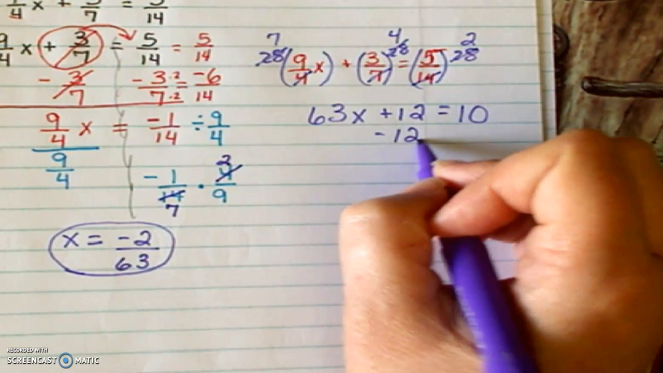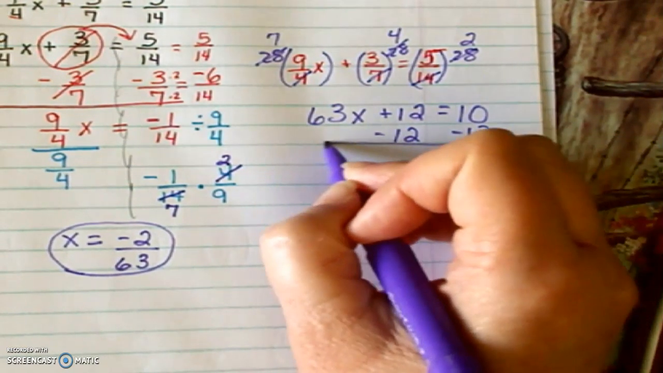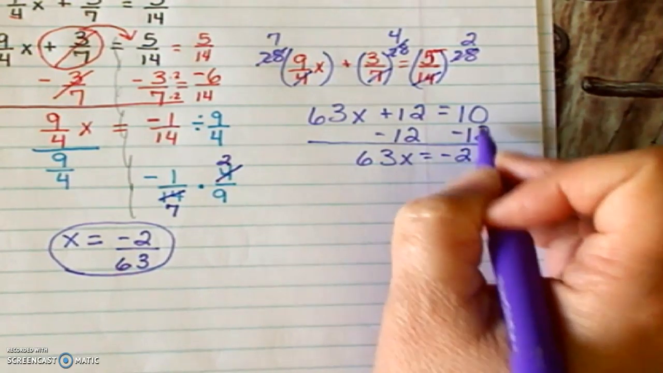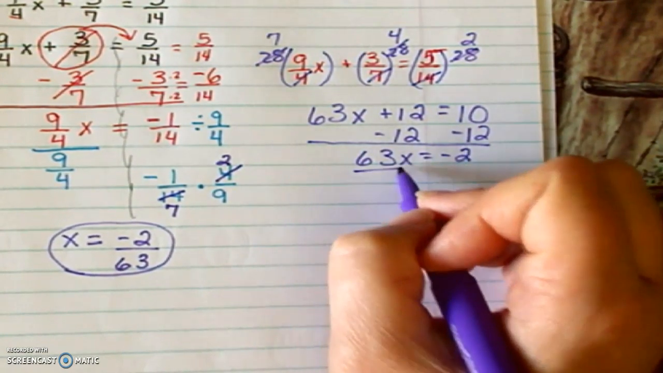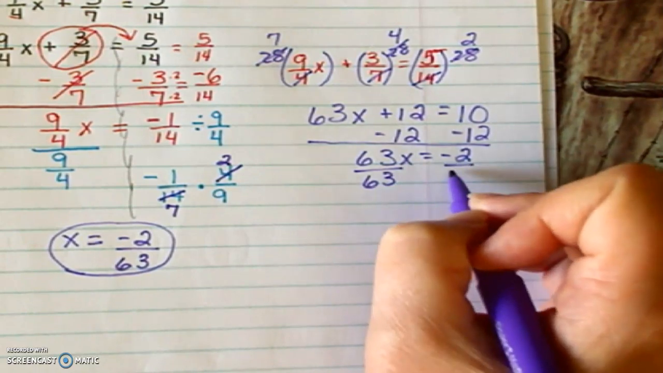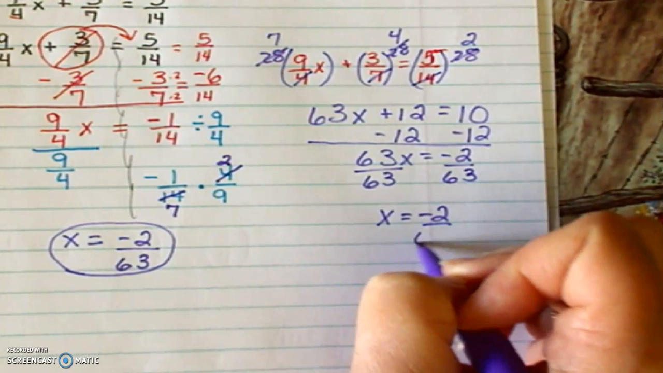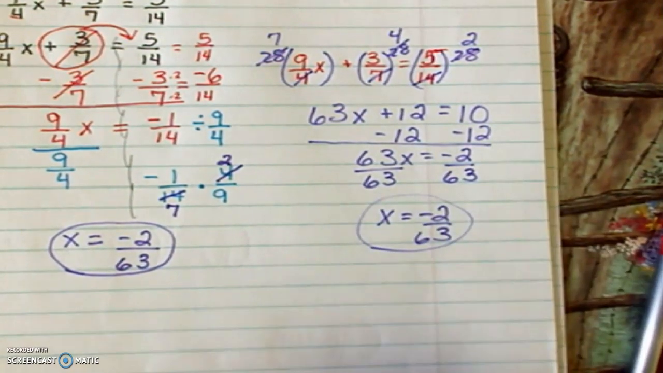So you're going to move the 12 over to the other side by subtracting it, and you get 63x is equal to negative 2. Team negative wins by 2. And then divide by that coefficient of x, which is 63. So x is equal to negative 2 over 63. I will get a decimal one created here for you in a moment.